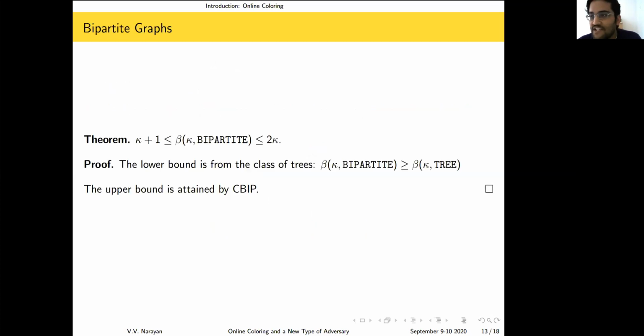Okay, stepping from trees to bipartite graphs, we have a very simple theorem. Beta kappa bipartite sits between kappa plus 1 and 2 kappa. We were not able to resolve this gap yet. The lower bound just comes from the class of trees, because bipartite trees are contained in bipartite graphs, and the upper bound is attained by CBIP, as we saw earlier.